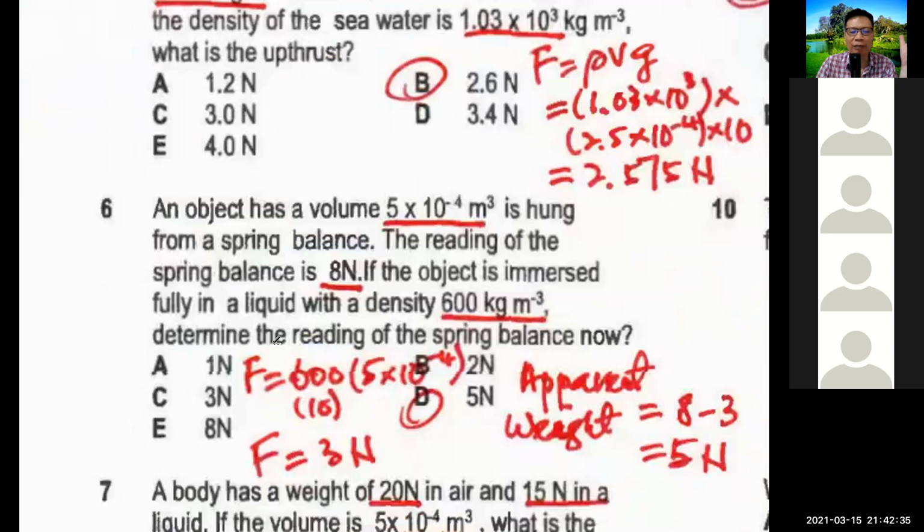First, you find the buoyant force. Rho Vg. Rho 600, V is the volume. The volume of water displaced is always the same as the volume of the object when the object submerges into the water. So you get 3. 3 is the buoyant force. To get the apparent weight, you take the actual weight 8 minus 3, so 5 Newton. Okay? Can you understand?